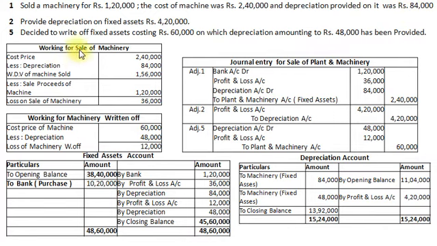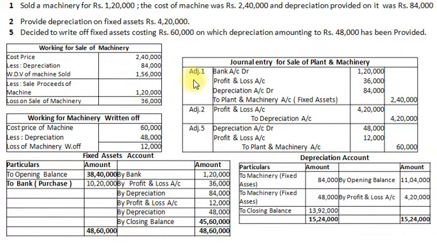See the working for sale of machinery. Cost price rupees 2,40,000 less depreciation rupees 84,000. So the written down value of the machine sold amounts to rupees 1,56,000, less sale proceeds of machine rupees 1,20,000. So 36,000 is our loss on sale of machinery.